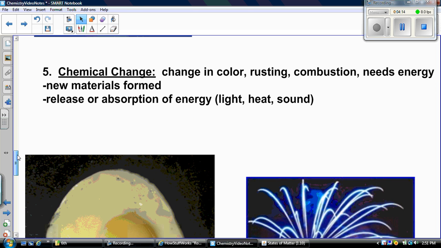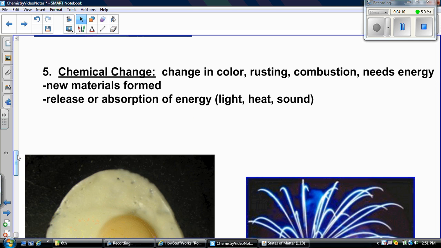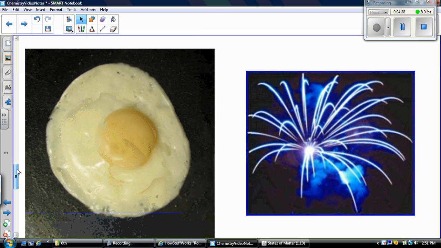A chemical change is a change in color, rusting, combustion. It also needs energy, and this is where you'll have a new substance being formed. And usually when you see a chemical change, there'll be a release or an absorption of energy, like heat, light, and sound. So let's take a look at these examples.